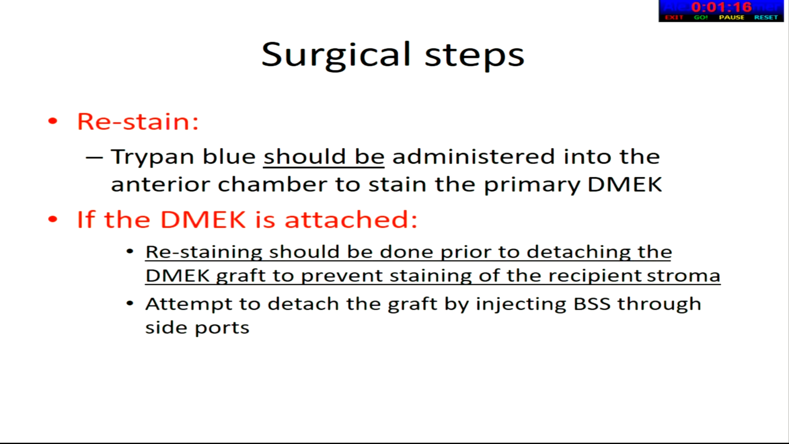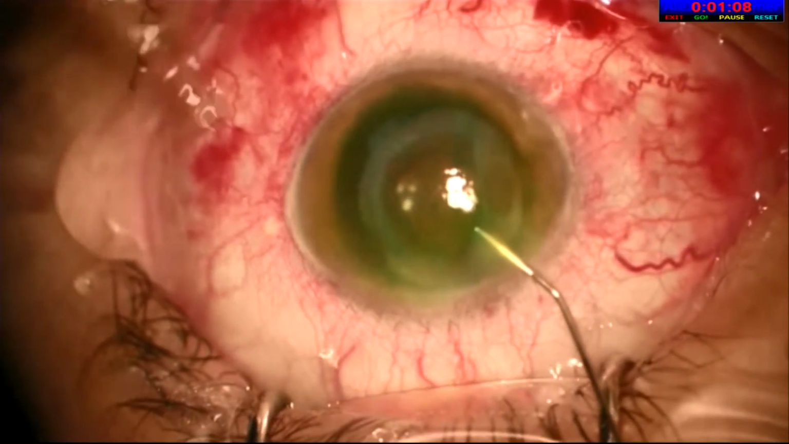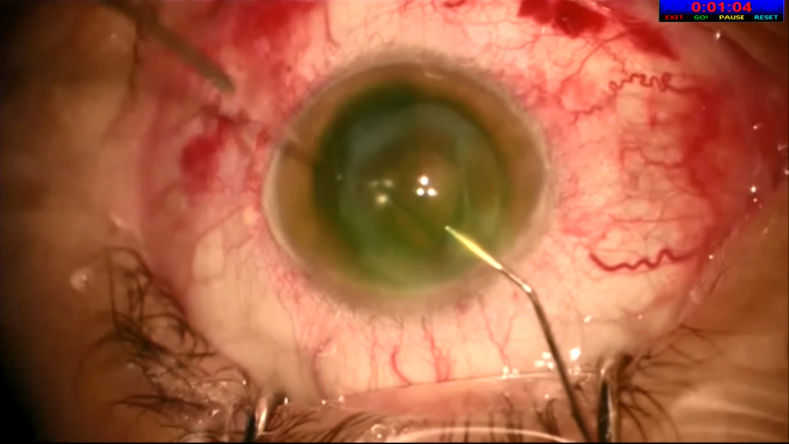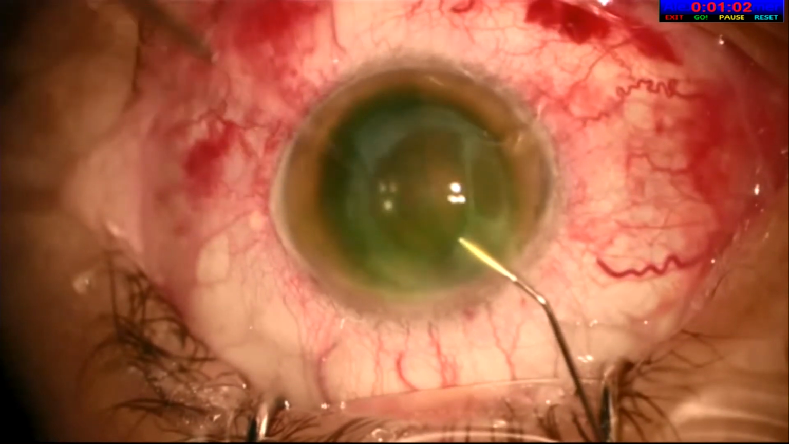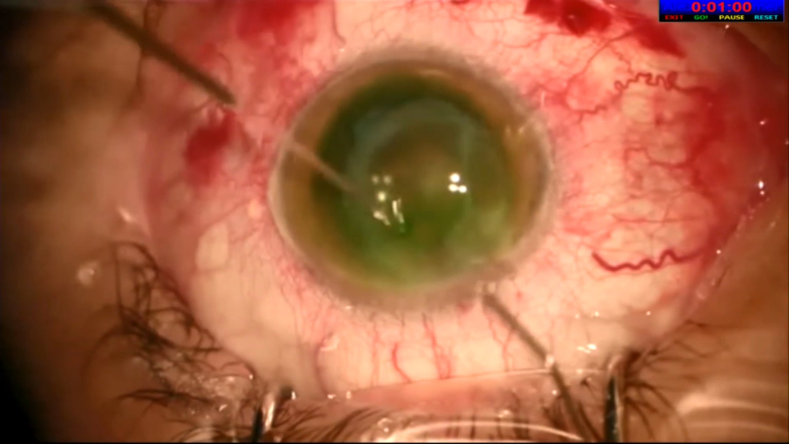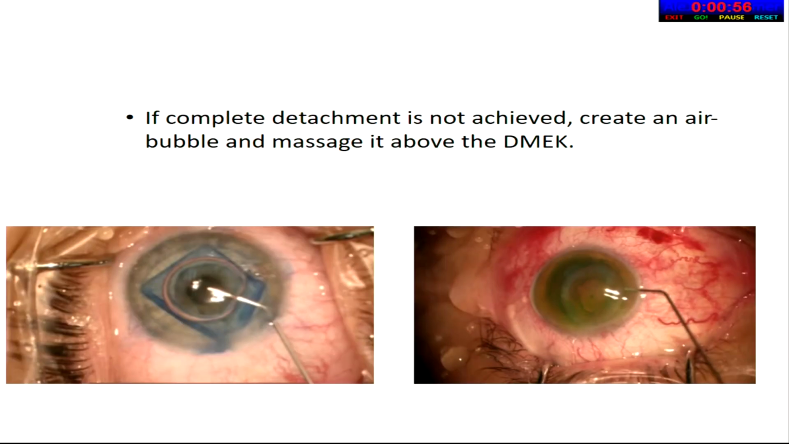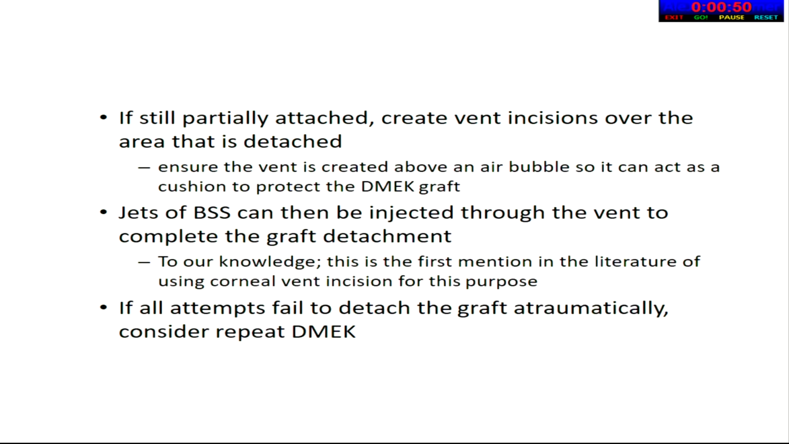For the remaining part of the talk, I will be concentrating on how to detach a partially attached or fully attached graft. So here we are using jets of BSS to detach an upside-down graft. And here we can also use an air bubble to help detach the graft.